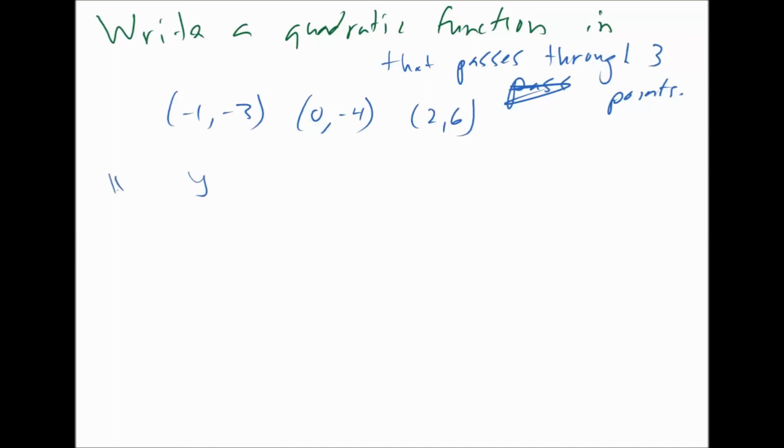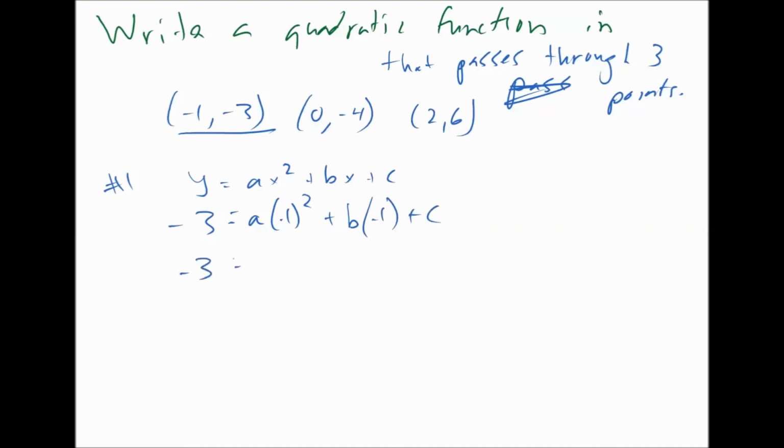So the first equation is y equals ax squared plus bx plus c. And we're going to plug in that first point to x and y. So negative 3 equals a times negative 1 squared plus b times negative 1 plus c. So we get negative 3 equals, negative 1 squared is 1, so a minus b plus c. This is the first equation.